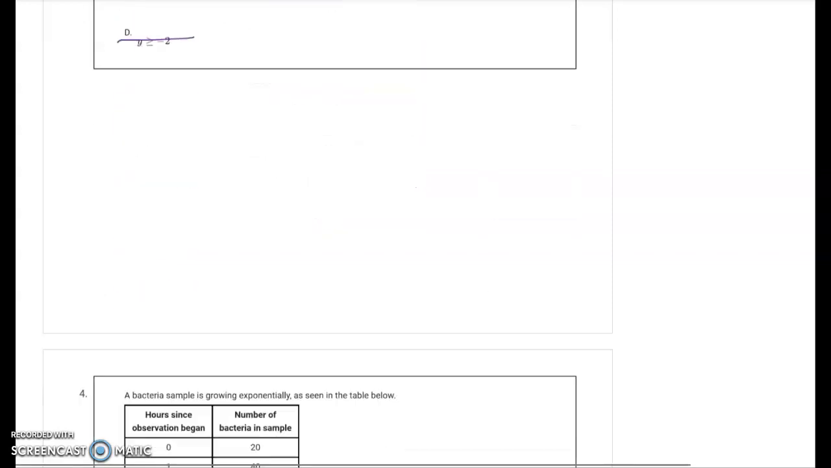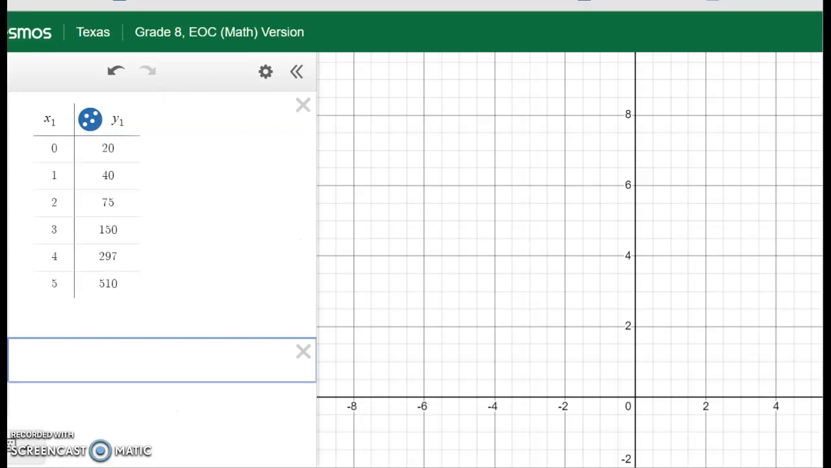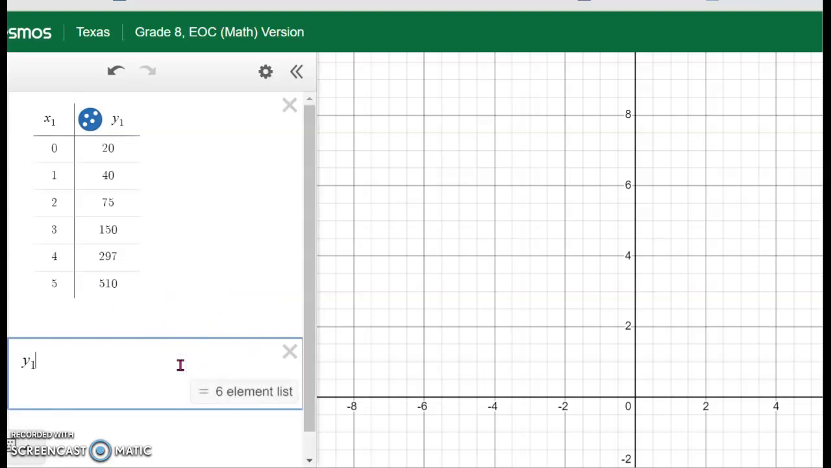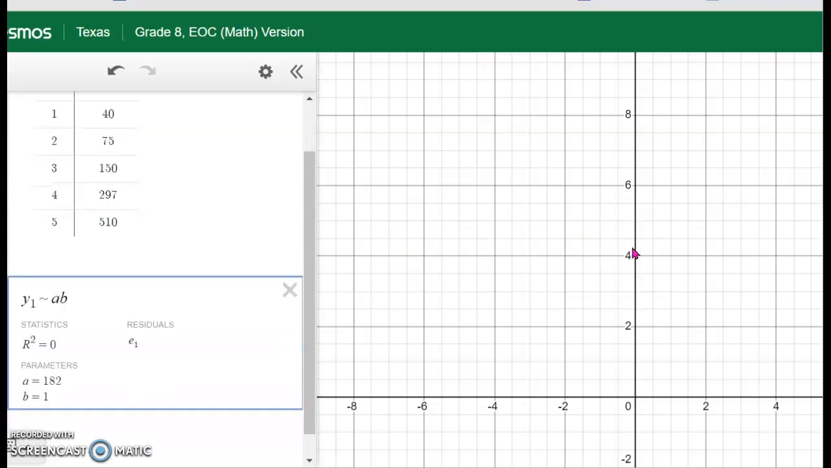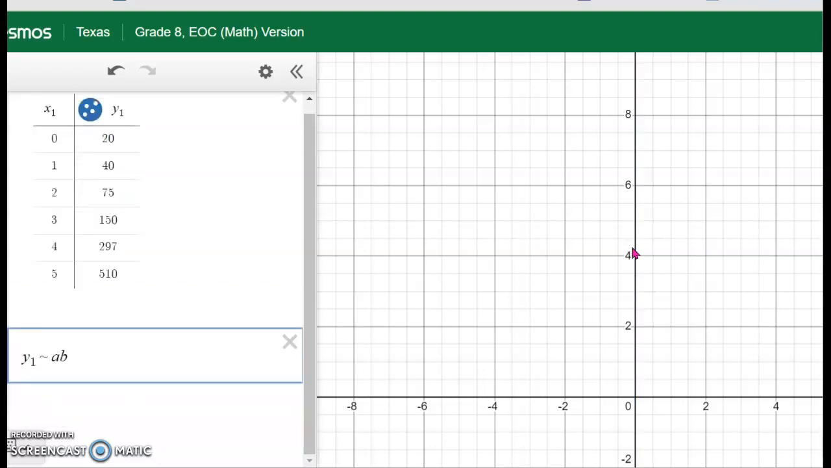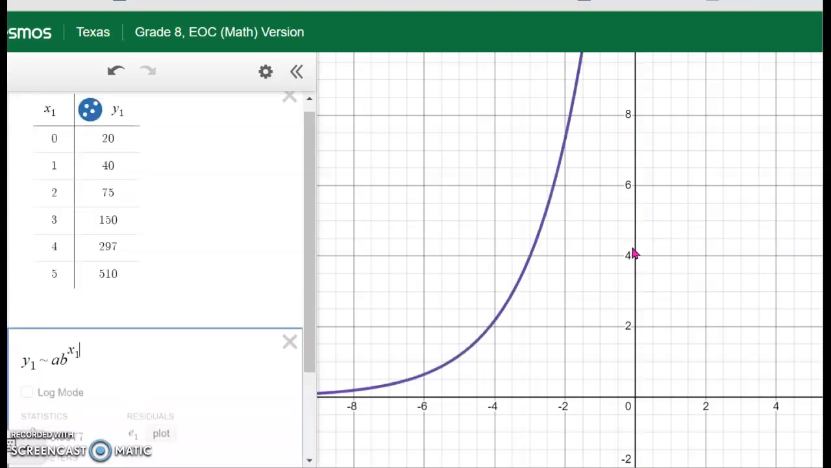All right, let's look at number 4. Now, personally, if I see a table, the first thing I'm going to do is put it into Desmos. Okay, so give me a moment while I type in that data. Okay, guys, so my data is typed in my table, which we should be pretty good at by now. On my second line, I'm going to type Y1, and then the little squiggle, and then A, B, and to make an exponent, hit Shift 6, and then type the letter X1.